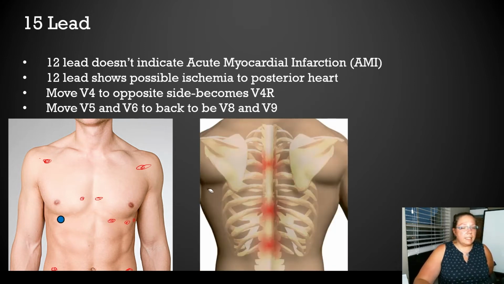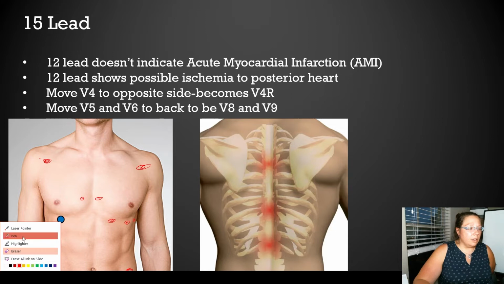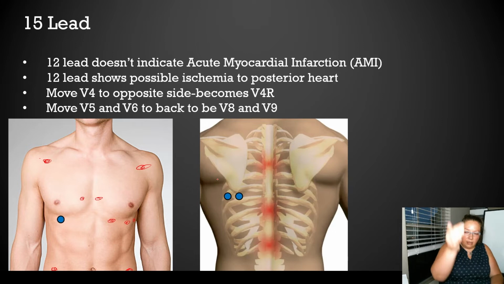Then we take 5 and 6. And where you place these on the back is very important. So your landmarks, first, that's going to be V8. So lead 5, you're going to take your hand, run it down your patient's shoulder blade, and right at the bottom of the tip of that shoulder blade, you're going to put V5, and that is what's going to be V8. And then V6, you're going to find the spine, and between V8 and the spine, you're going to place the V6 lead, and it's going to be V9.